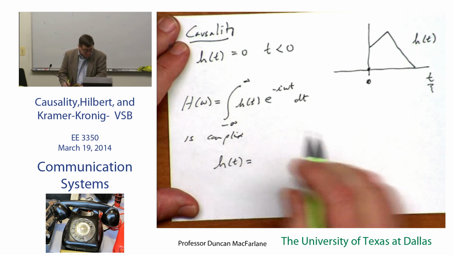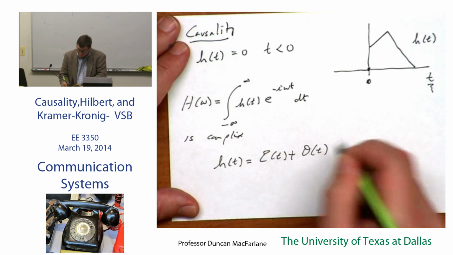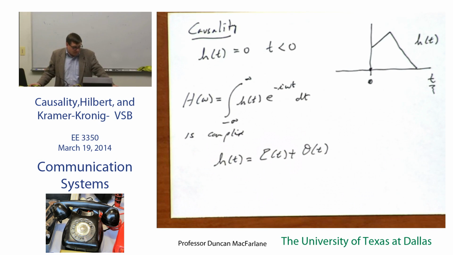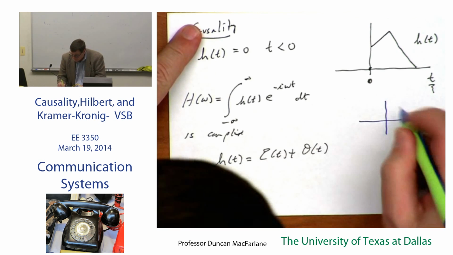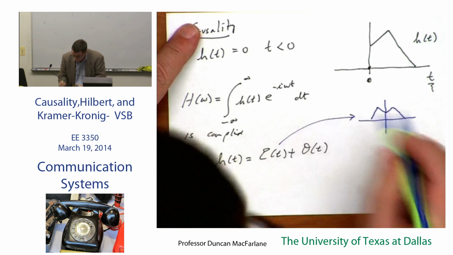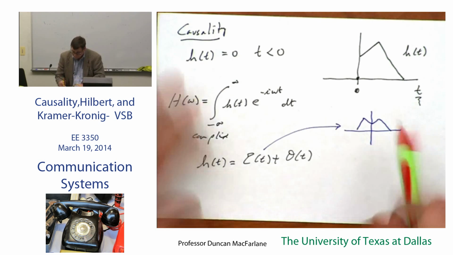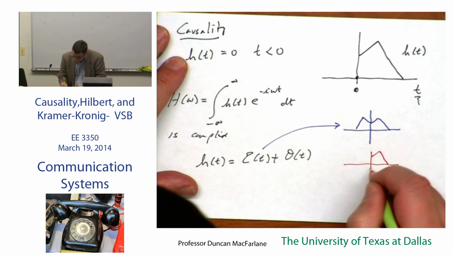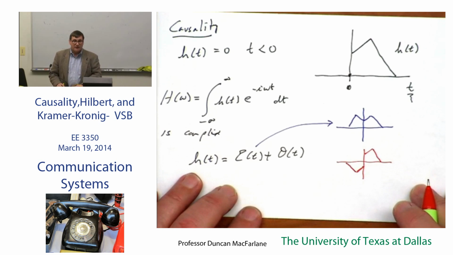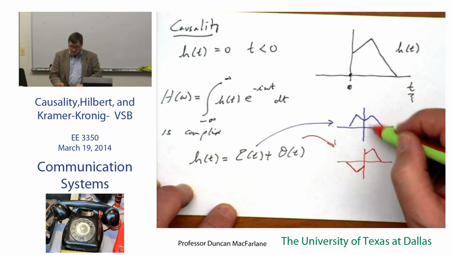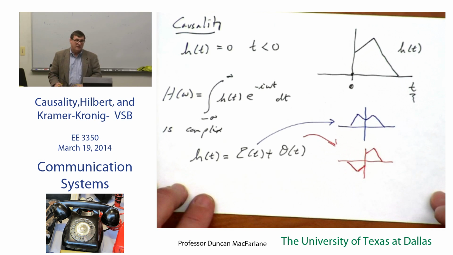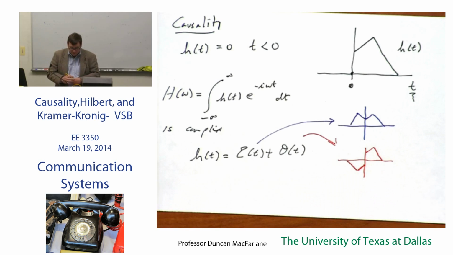Now, I'm going to take h of t, and I'm going to split this up into an even part and an odd part. I can always do that. If I have to sketch these, then the even part looks like this. The odd part looks like that. And now you can see that if I add these guys up, I'll get h of t on the right-hand axis, and these guys will cancel out. Okay? So that's what I'm doing when I separate that into an even part and an odd part.